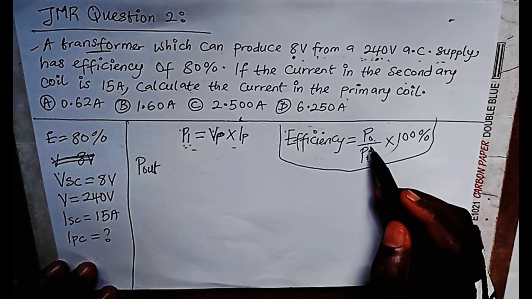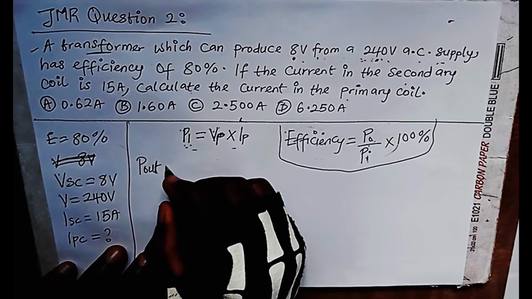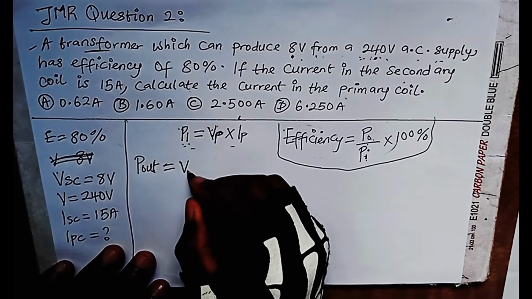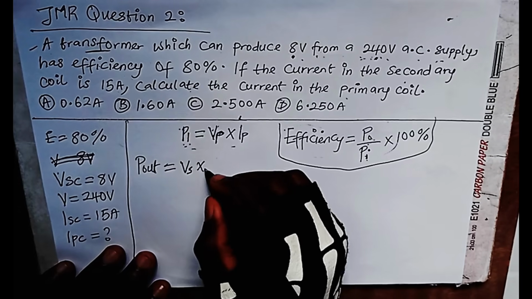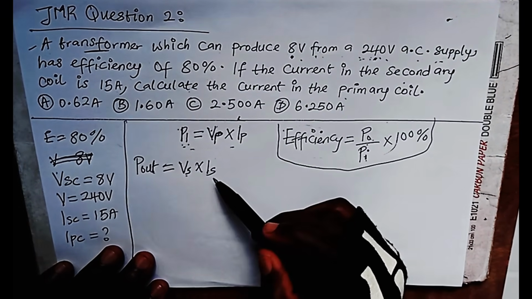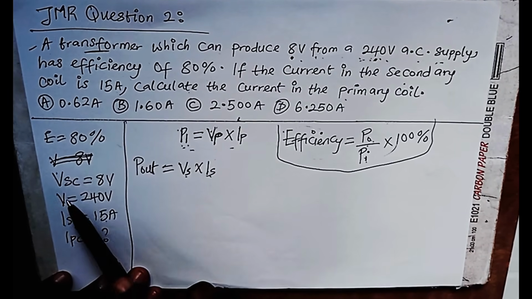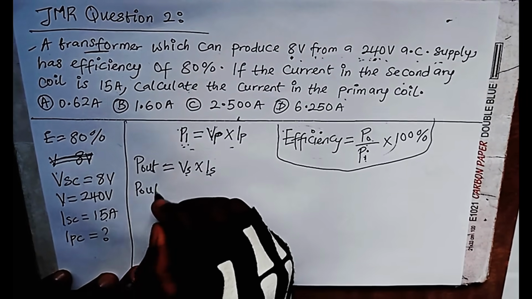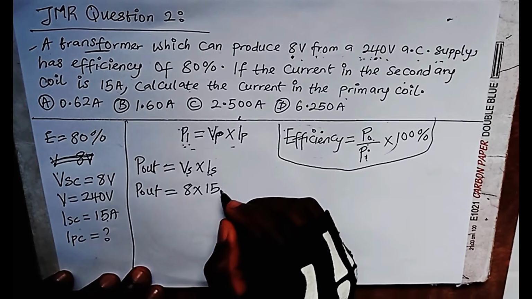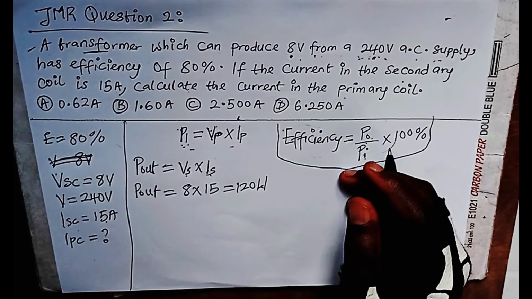To calculate power out, let's look at the formula. This question is quite complex, but let's look at the formula first. Power out is equal to V secondary times I secondary. Volt of secondary coil times current of secondary coil. Do we have it here? Yes, we have both. So power out is equal to 8 times 15, which gives us 120 watts, since it's power. Now we have power out.